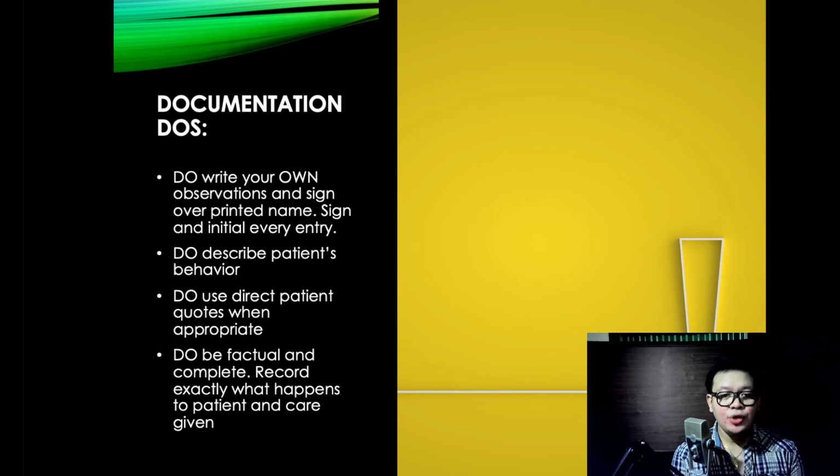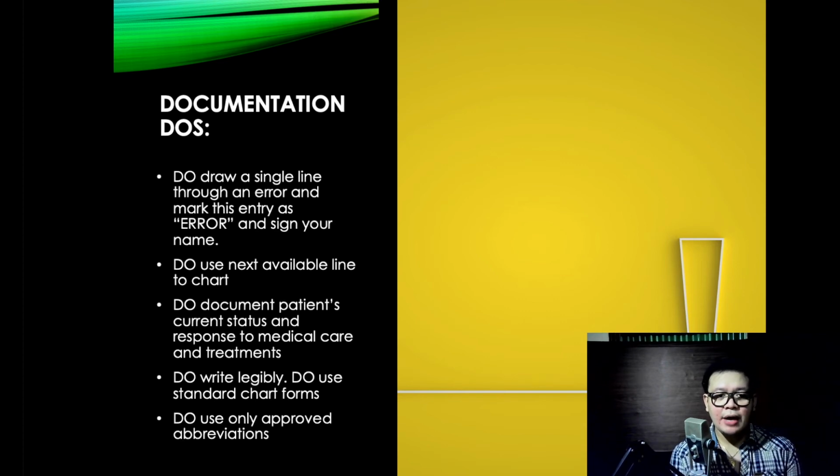Next, you have to use direct patient quotes when appropriate. So sometimes patients do speak, no? Most of our patients speak actually. So you have to quote that. That could be a very good data that you can write in the data section. And do be factual and complete. Record exactly what happened to the patient and the care that was given. So whatever care that was given, you have to write it. If the patient refused the care that you have given, you also have to write it because that's also part of the scenario.